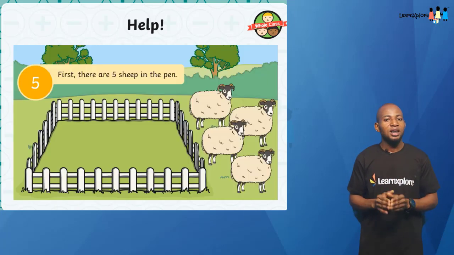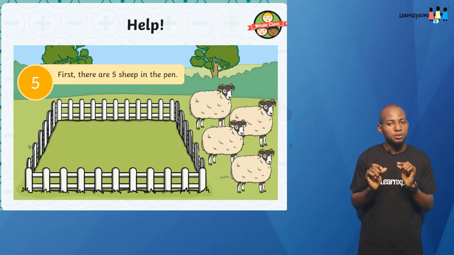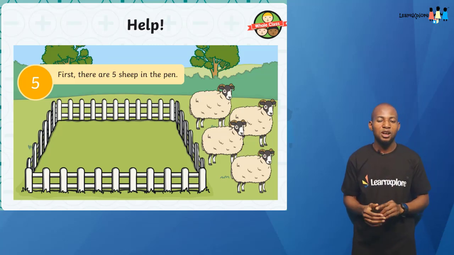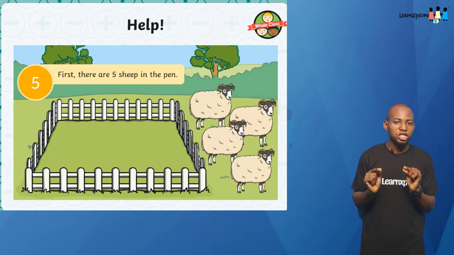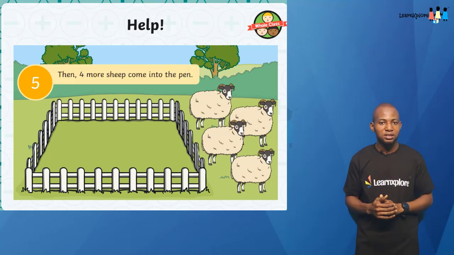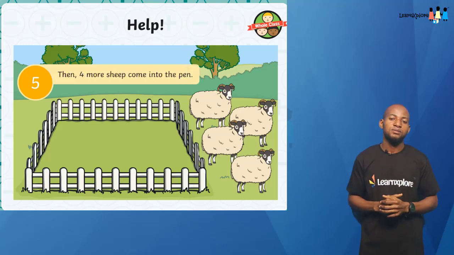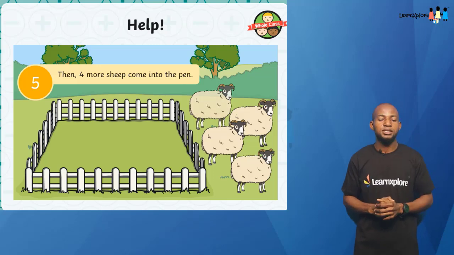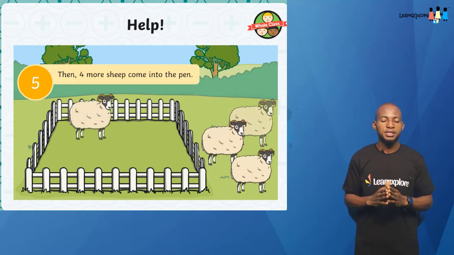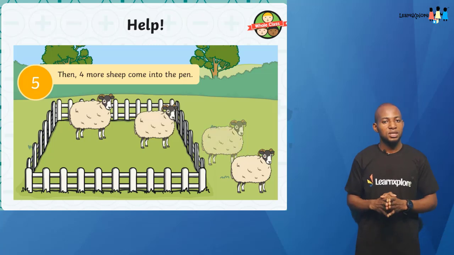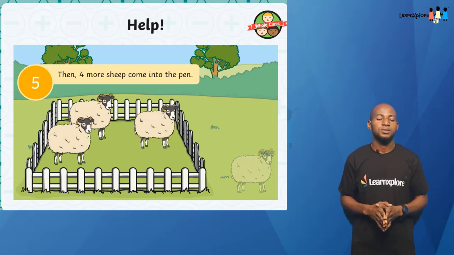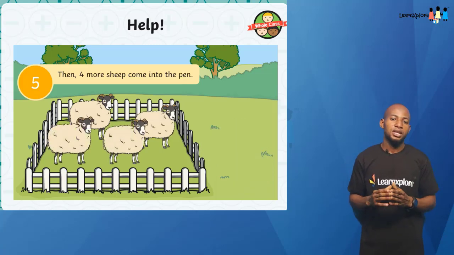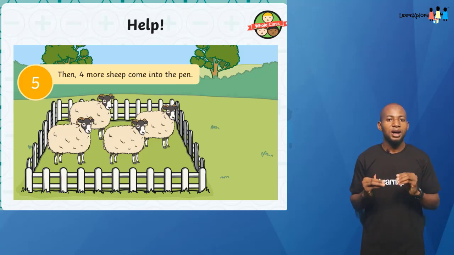The farmer had 5 sheep then. 4 more sheep were added. Let's count on. 6, 7, 8, 9. Now, 9 sheep are in the pen.